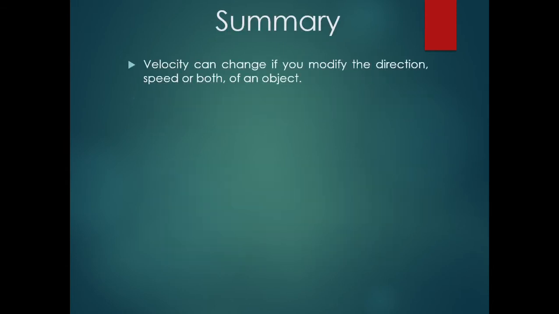All right, let's continue with our summary. And velocity can change if you modify the direction, speed, or both the direction and speed of the object. Remember that I just mentioned before the difference between speed and velocity, and remember that velocity is speed, but it includes a vector as well. For example, 5 kilometers per hour north. That would be velocity. If you just say 5 kilometers per hour, then that will be speed.